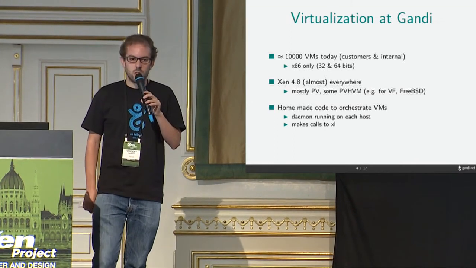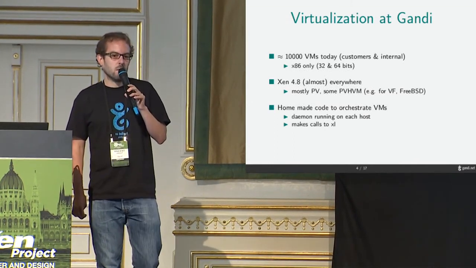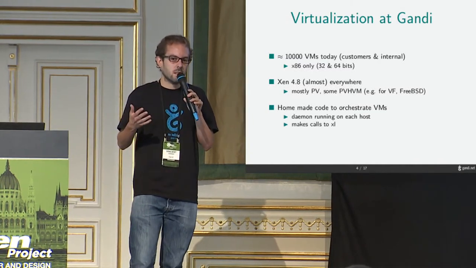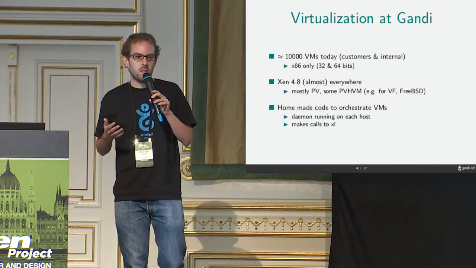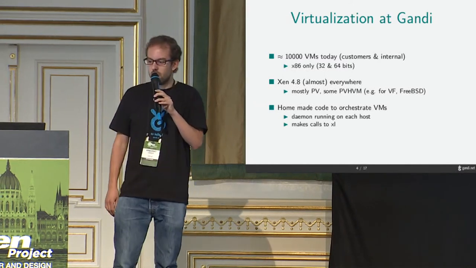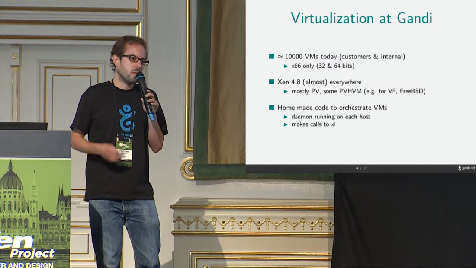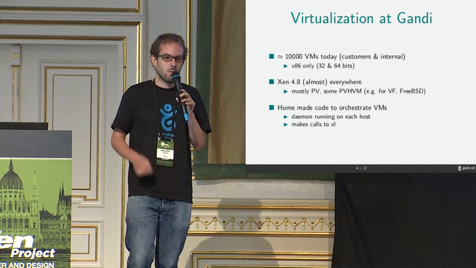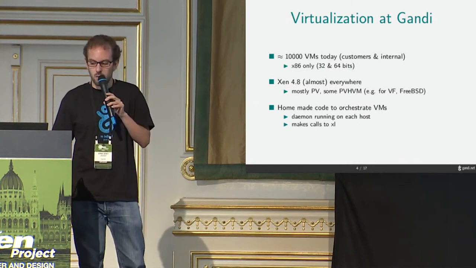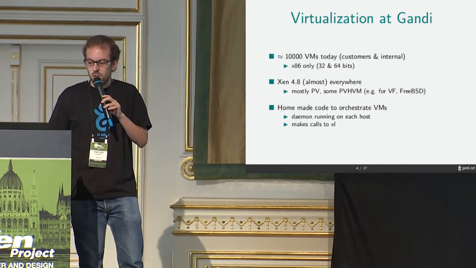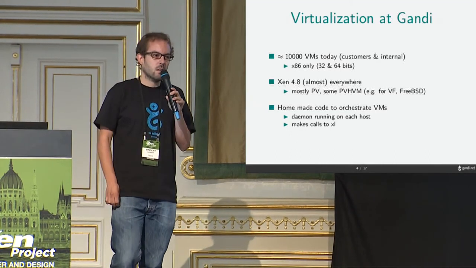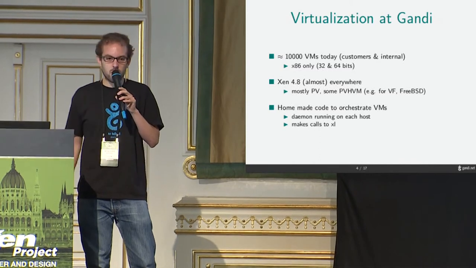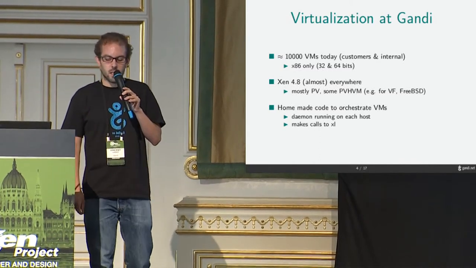Our VMs are mostly PV guests, so by default it's going to be PV. If the VM has some specific needs, it can also be an HVM guest. For example, we offer FreeBSD VMs, and as FreeBSD doesn't work with PVGrub, we use HVM here. Also for some internal VMs that require direct access to the network card for virtual functions, we use HVM guests.